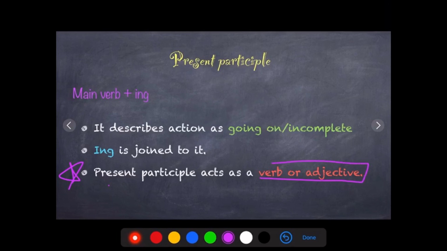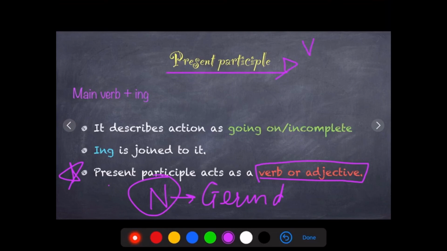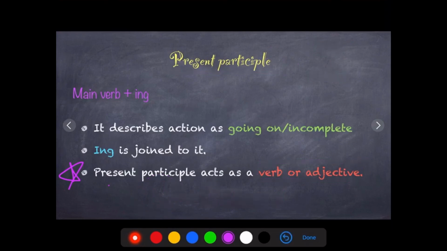Verb or adjective. What was gerund? We studied that gerund is acting as a noun in a sentence. So gerund has to act as a noun, and present participle has to act as a verb or adjective. Okay, clear with this part?